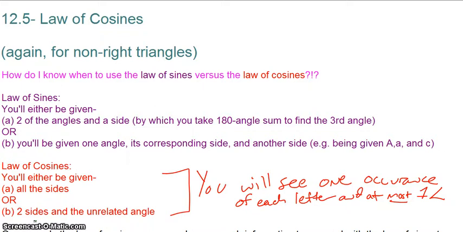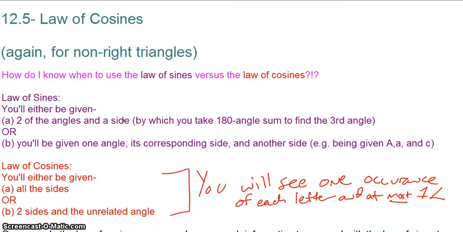For the Law of Sines, you'll either be given two angles and a side. It'll either be the side that's across one of the angles or a different one. For these, you find your third angle first, and then you can take it from there. You might also be given one angle, its corresponding side, and another one of the sides.